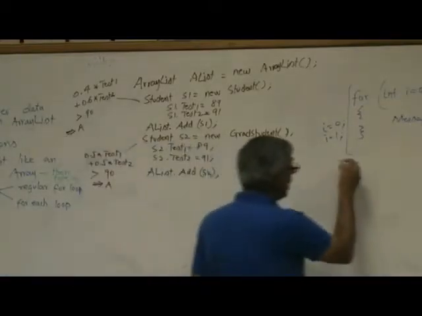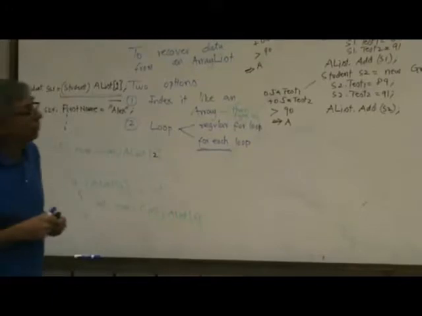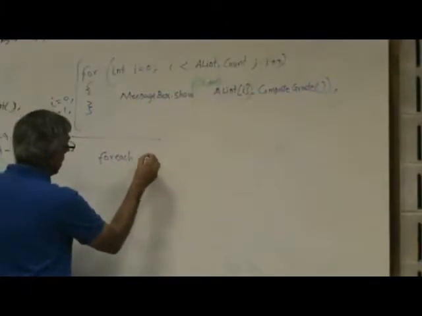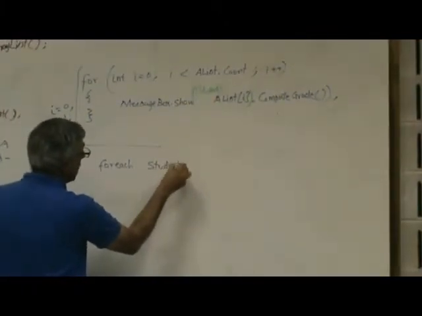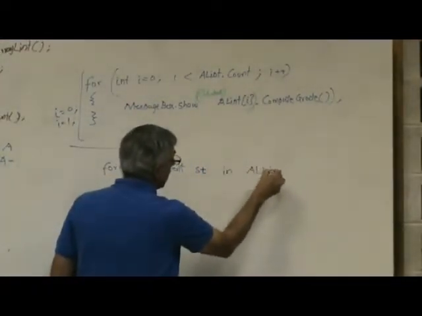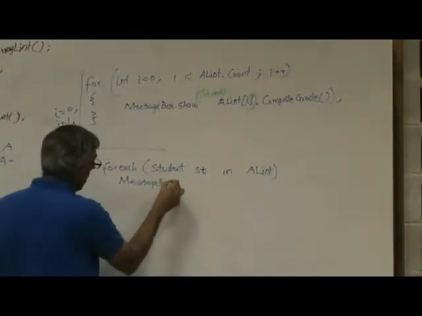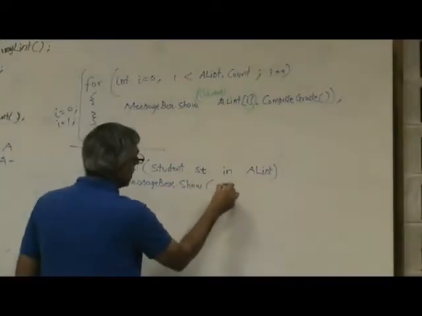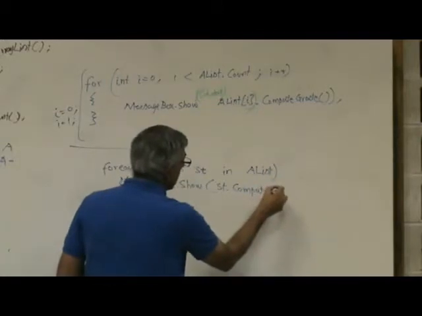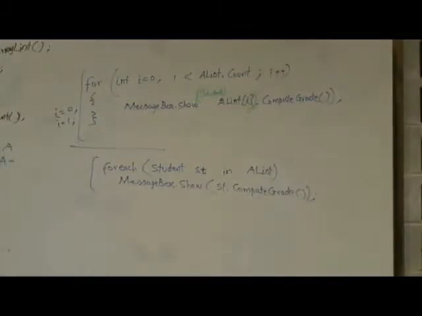There's another loop, as I mentioned, there's another easy loop available, especially for dealing with collections, called the for each loop, okay? The for each loop looks like this: for each student ST in a list, MessageBox.Show ST.ComputeGrade. Okay, so this is what the for each loop looks like.